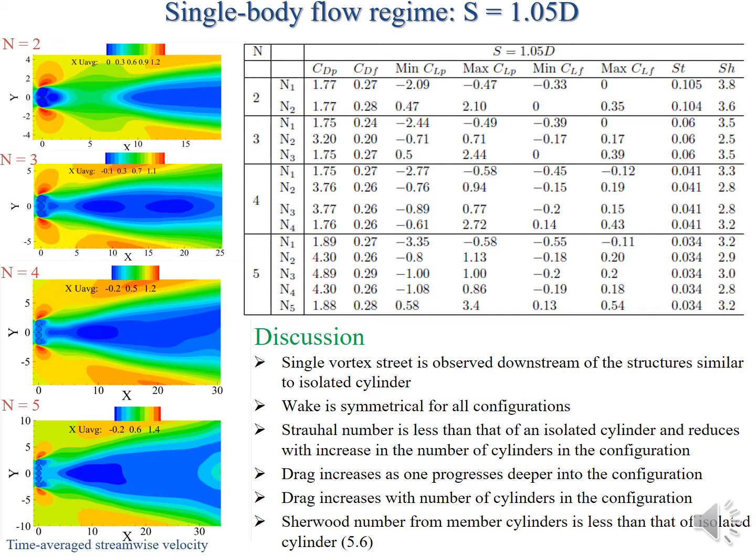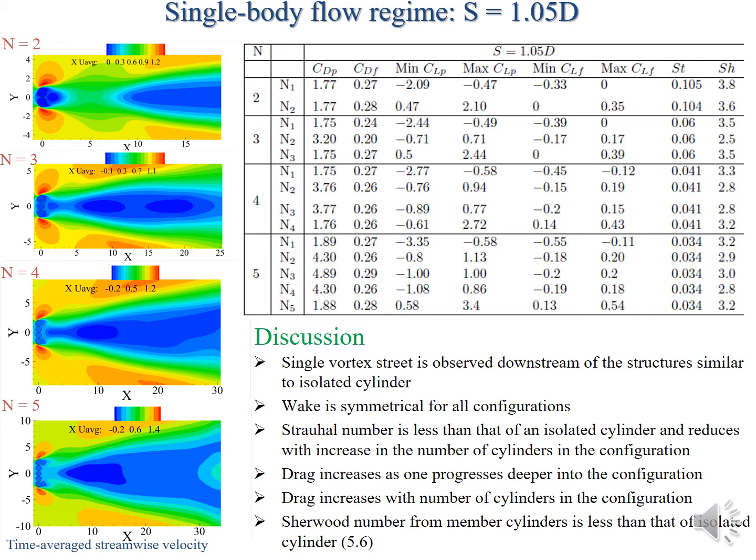So the wake is just symmetrical for all configurations, and if you examine the Strouhal number, you find that as you increase the number of cylinders, the Strouhal number reduces. So that is actually an interesting finding. That is because as you increase the number of cylinders, huge vortices are shed that are more energetic but at a much lower frequency. So the Strouhal number will reduce as you increase the number of cylinders in the domain.